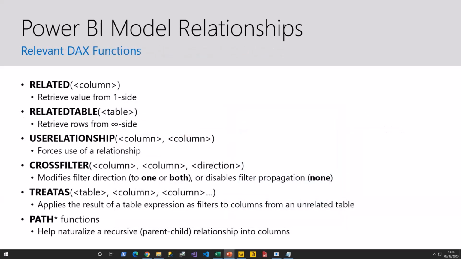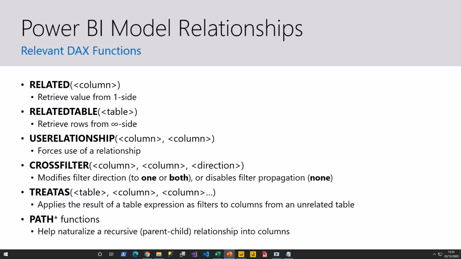The last piece of theory before I move into demonstration is that there are a series of functions in DAX that work with relationships. The related and related table functions, the use relationship function to force the use of a specific relationship, cross-filter allowing the modification of filter direction or even disabling a relationship for the purpose of the evaluation of your expression. There's the treat as function that can be used to, in a sense, create new relationships virtually for the purpose of a calculation.